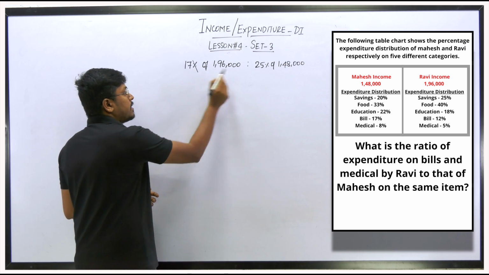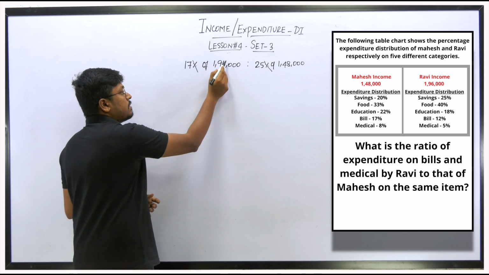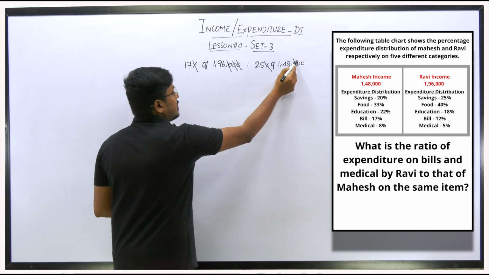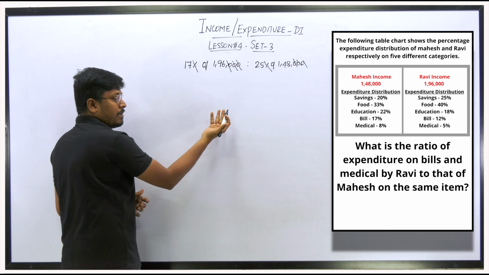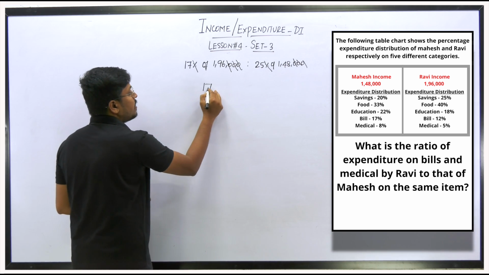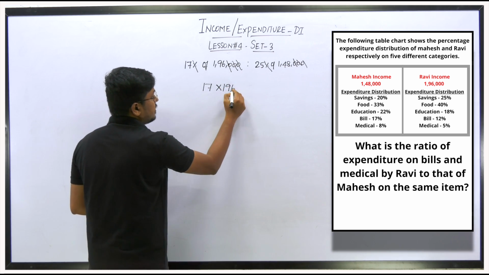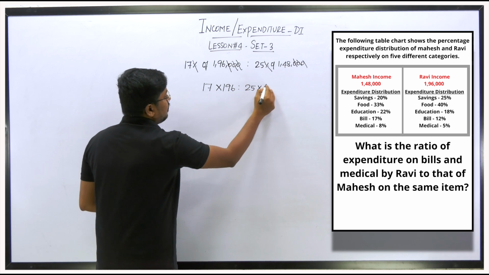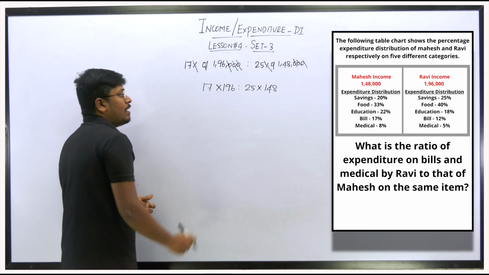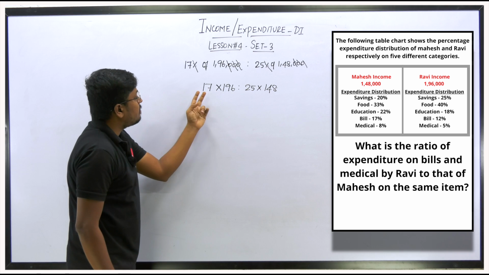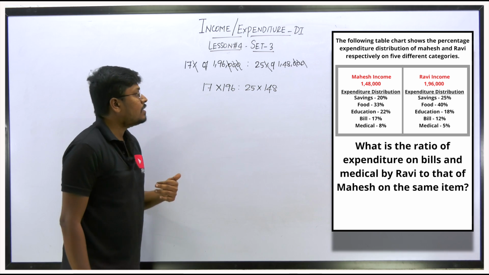So you can cancel the percentage here. Similarly, you can cancel 30 and 30 here, because we need to find the ratio, right? So what are the values remaining? 17 into 196, and 25 into 148. Easy or not? Even instead of multiplying this 3-digit number with a 2-digit number, you can further simplify it.